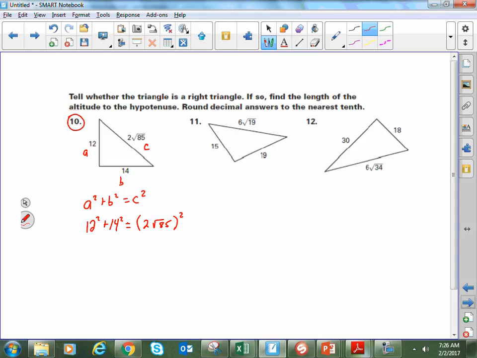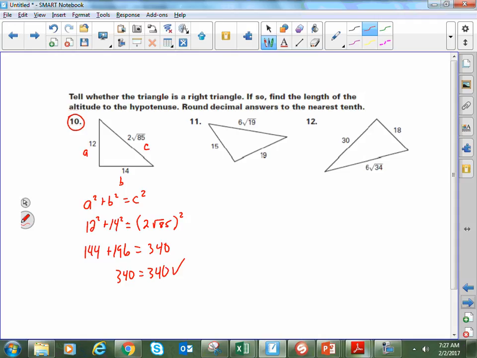Now, I didn't show all my work here on this one, so I'm going to need my calculator again. 12 squared is 144. 14 squared is 196. And 2 radical 85 squared is 340. So 144 plus 196 gives me 340. So yes, it is a right triangle.